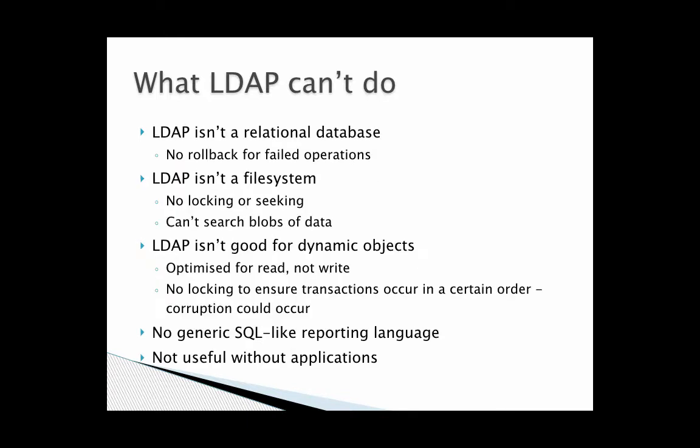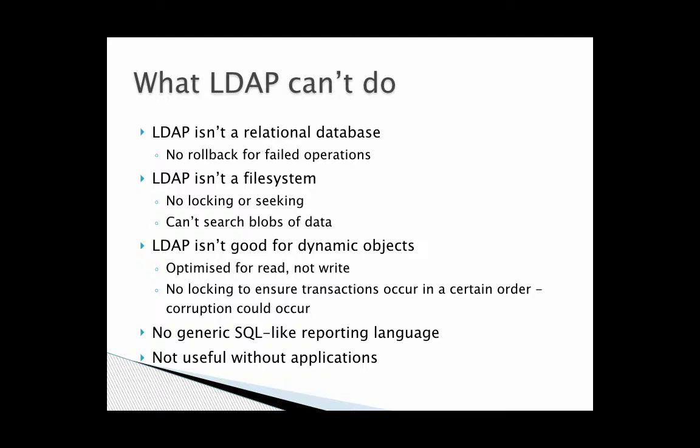Okay, what it can't do: it's not a relational database, so we can't do any rollbacks. There's the possibility of conflicts. If things fail, you can end up with a corrupt LDAP database. It doesn't do any file locking. File locking is simply, if somebody is writing to a file, it's locked for writes for everyone else. LDAP doesn't have any resource to do that, so two people can attempt to write to an LDAP record at the same time, which is not good. It can't search blobs of data. That's, for example, an image within a database. You can't search any large chunks of data on it.